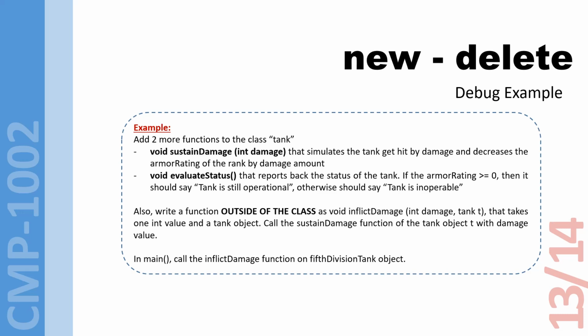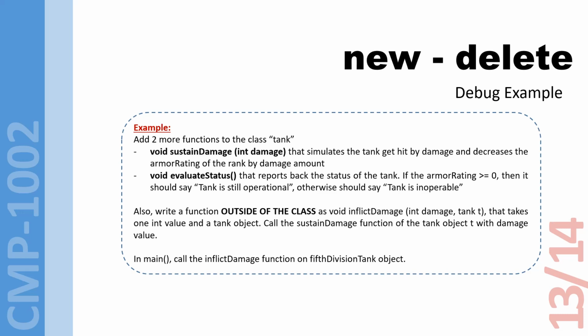And the second function should be void evaluateStatus that reports back the status of the tank. If the armor rating is greater than or equal to 0, then it should say the tank is operational. Otherwise, it should say the tank is inoperable. Also, write a function outside of the class called void inflictDamage(int damage, Tank t) that takes one int value and a Tank object, and it's supposed to call the sustainDamage function of the tank object t with the damage value. In the main, we'd like to call the inflictDamage function on the 5th division tank object.